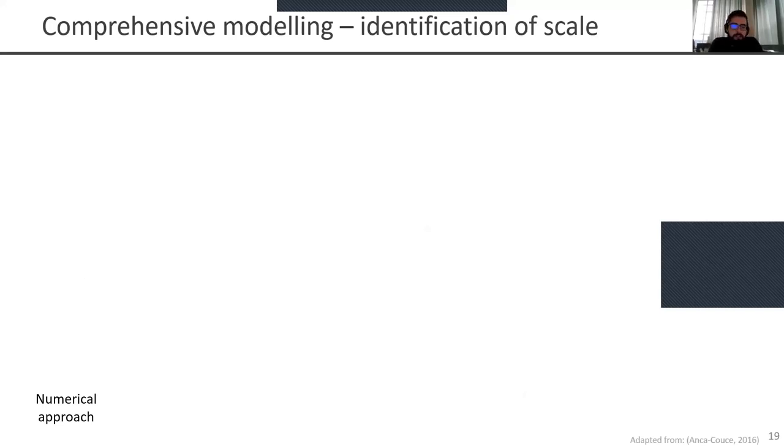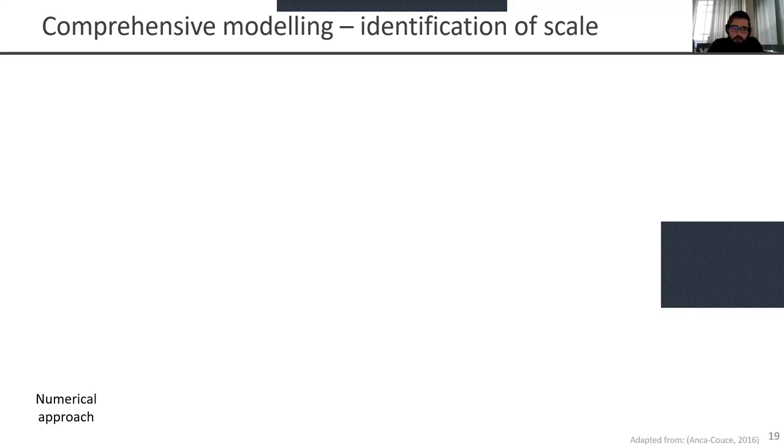Comprehensive modeling, identification of the scale. When we would like to build a model of biomass conversion, we can see the phenomena occurring on different scales. As previously mentioned, the smaller scales are the micropolymers, the larger scale is the structure of the processed material itself, and the largest scale of biomass processing is the industrial scale, so the reactor. And this is how the comprehensive model is divided.